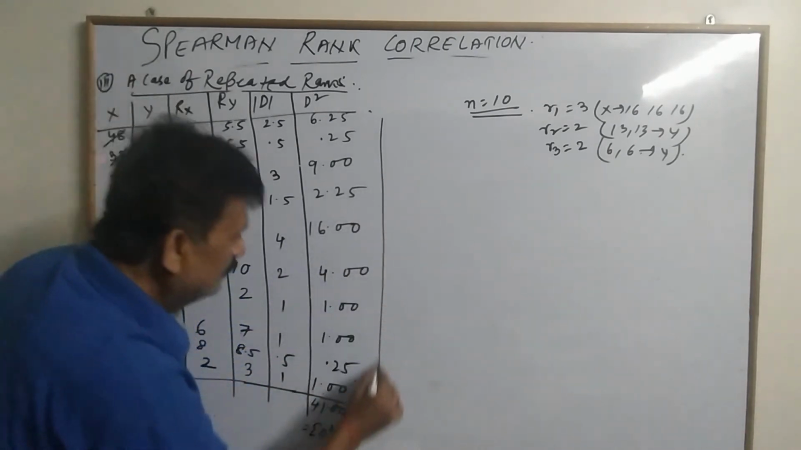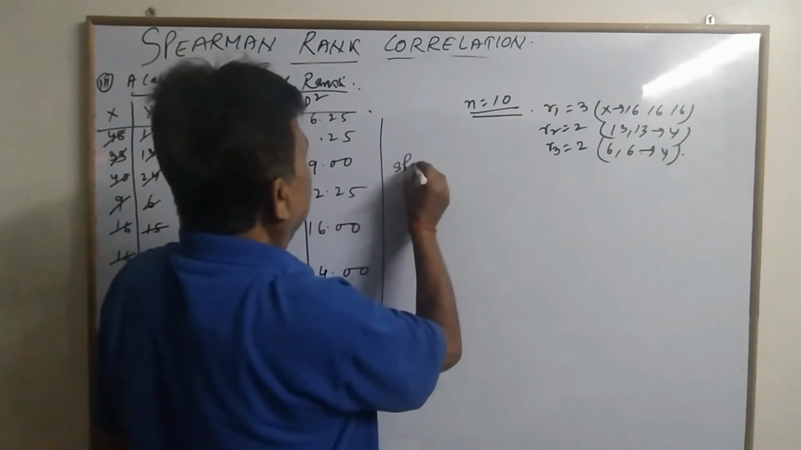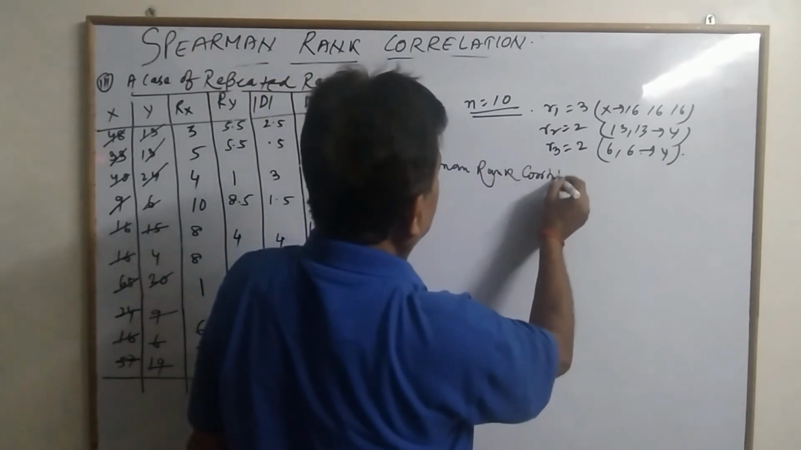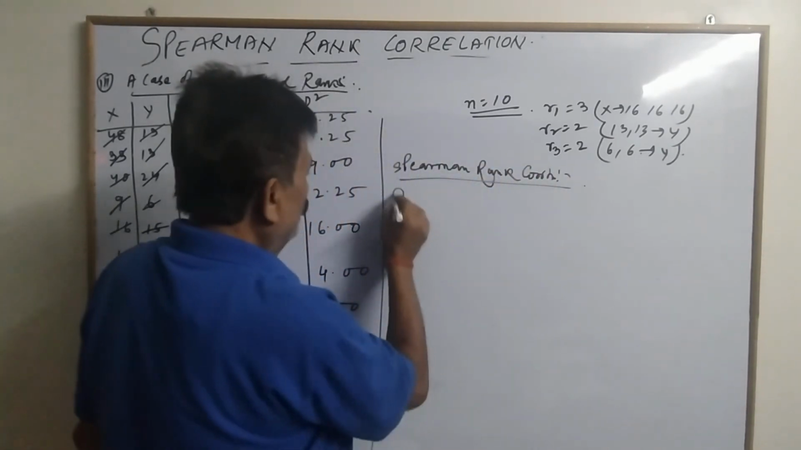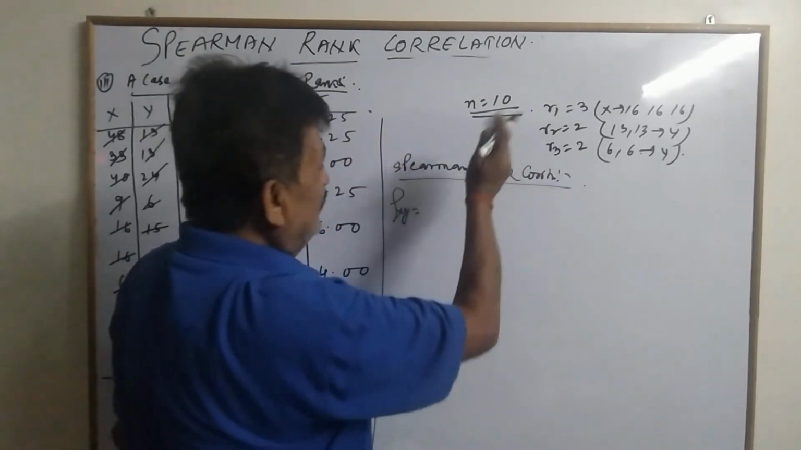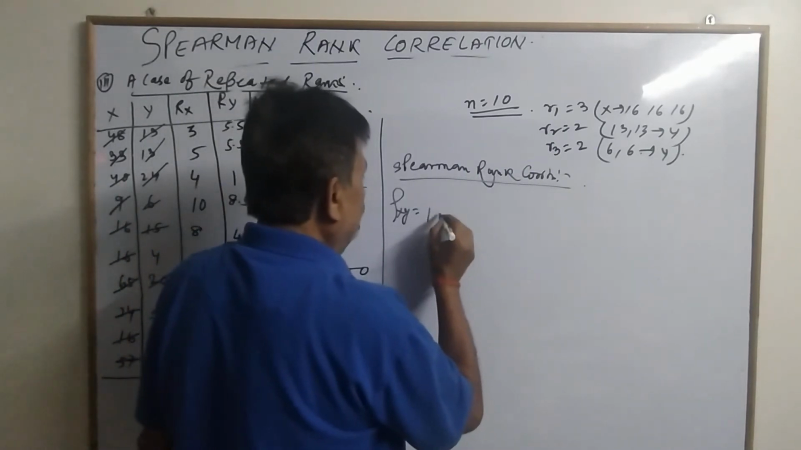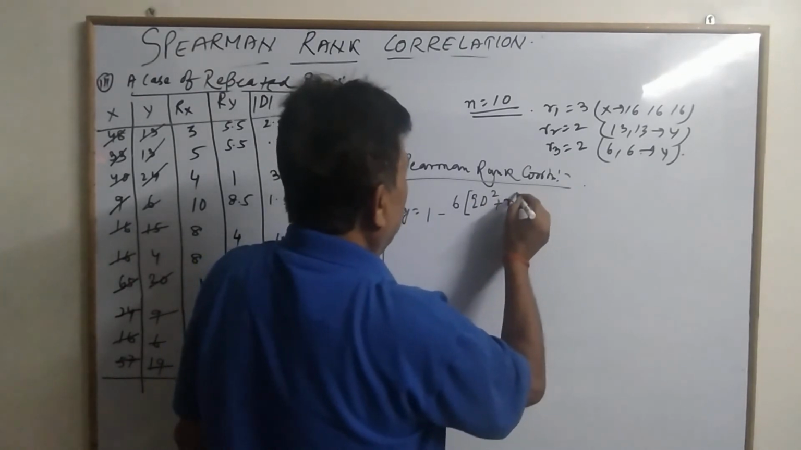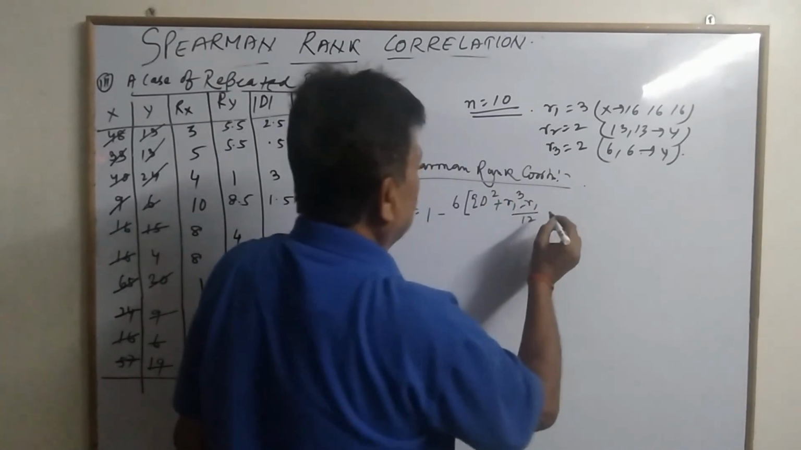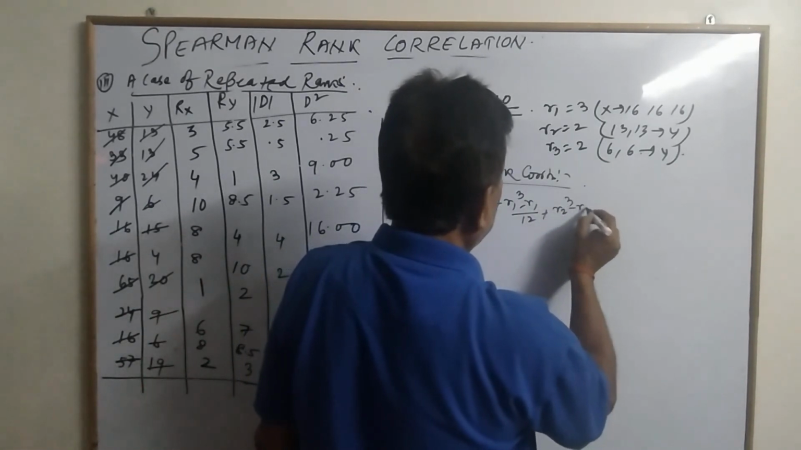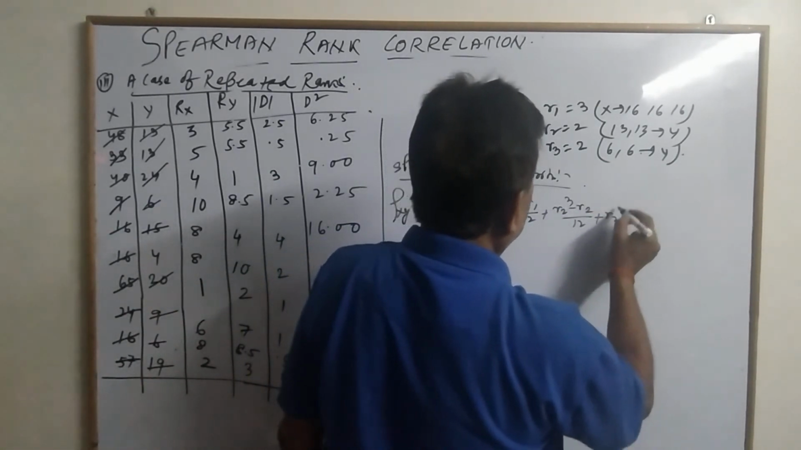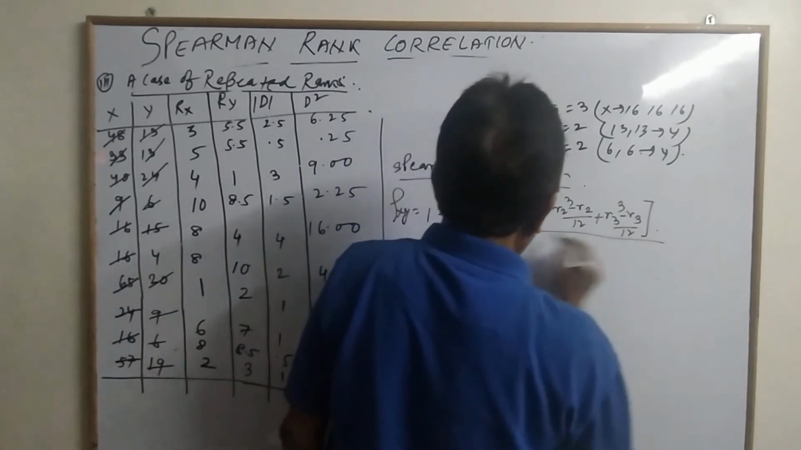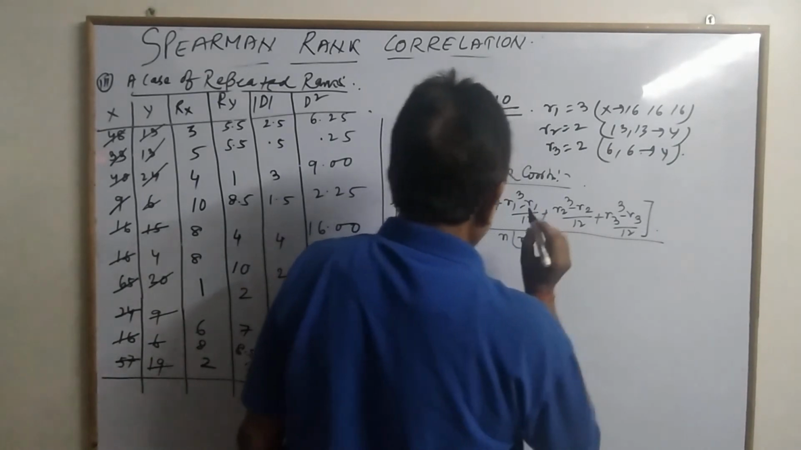And when this has been obtained, now the Spearman rank correlation rho xy, since there are 3 repetitions, 3 additional components will be added to the original formula. So 1 minus 6 times summation d square plus r1 cube minus r1 by 12 plus r2 cube minus r2 by 12 plus r3 cube minus r3 by 12, and the whole divided by n into n square minus 1.